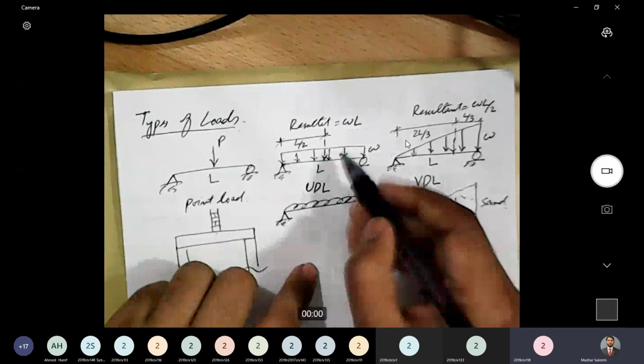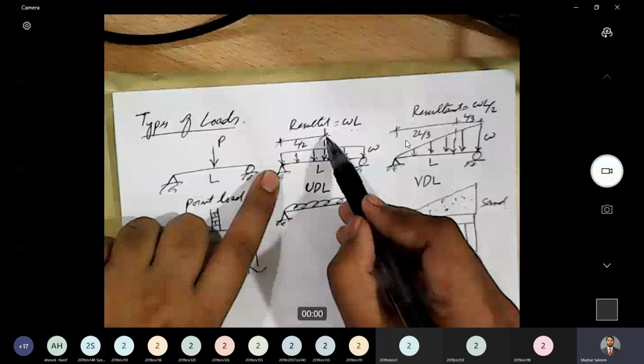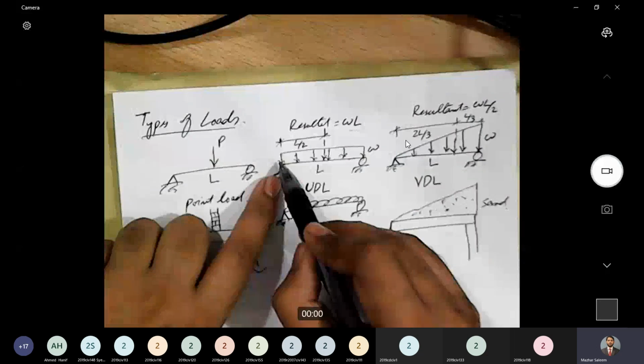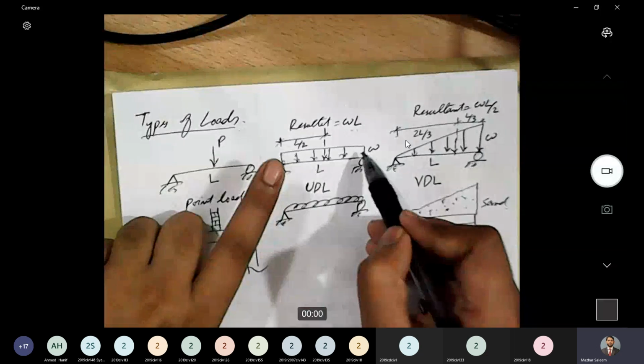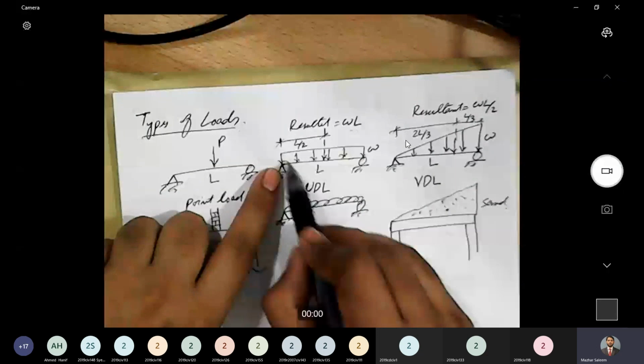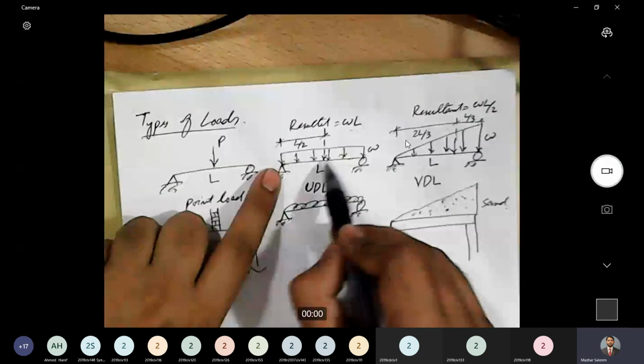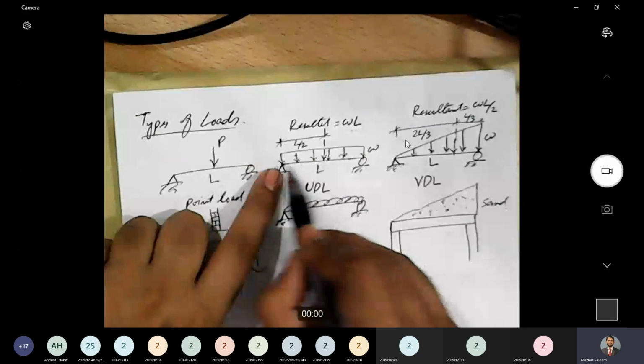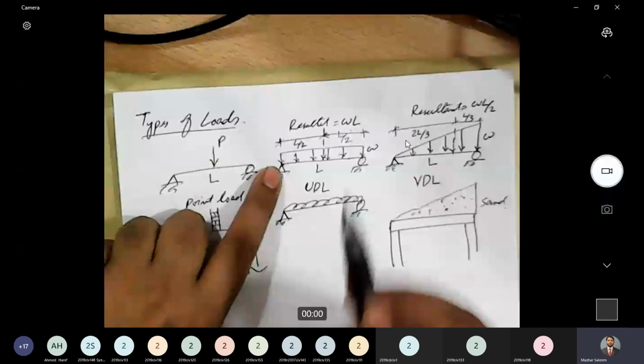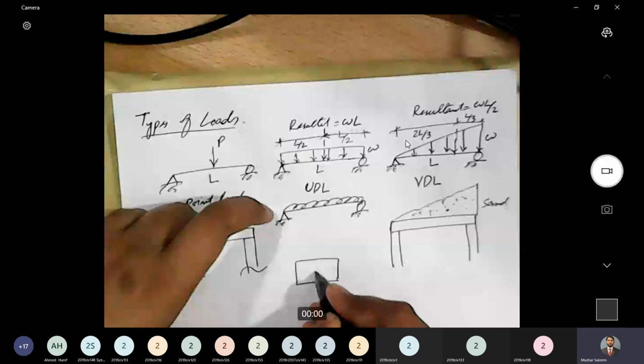Oh, this is to show the location of the resultant, that whatever is the total magnitude of the load, the resultant of the load will pass through, in this case, the centroid of the rectangle. What is the location of centroid of a rectangle? It is at half distance from either of the ends. L/2 from this side and L/2 from this side. If we have a rectangle, its centroid is at the center.